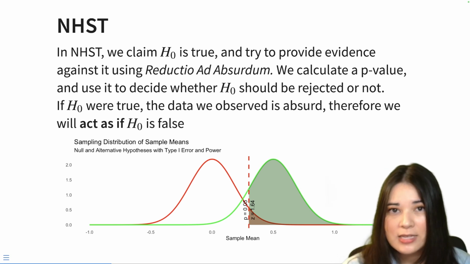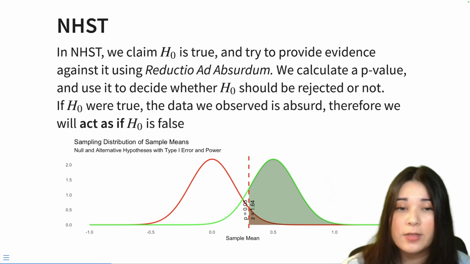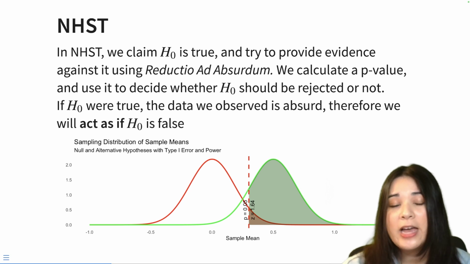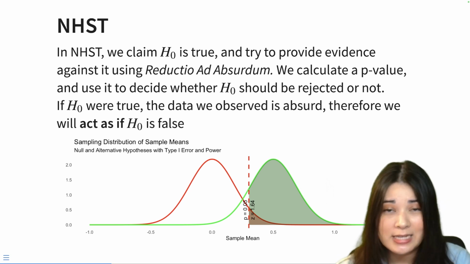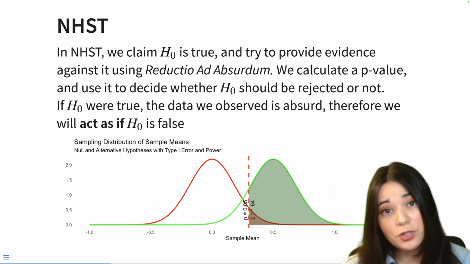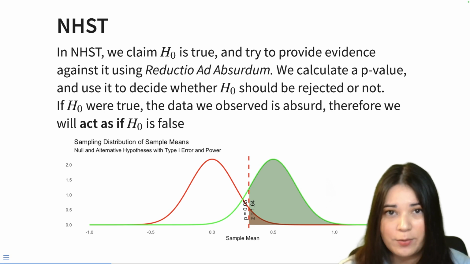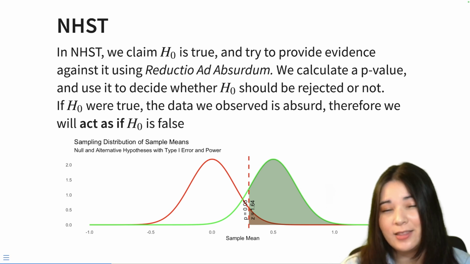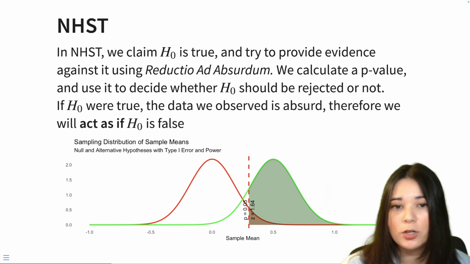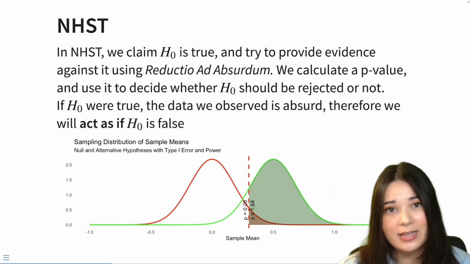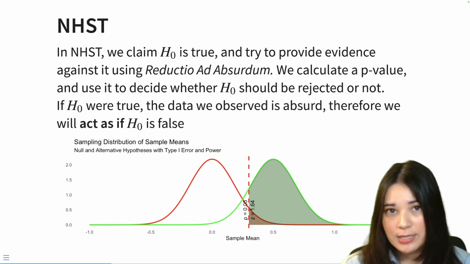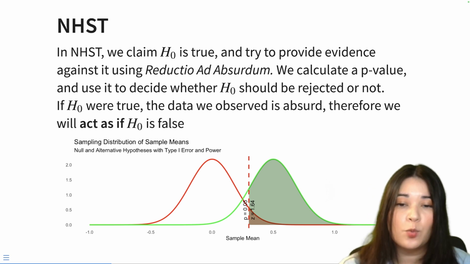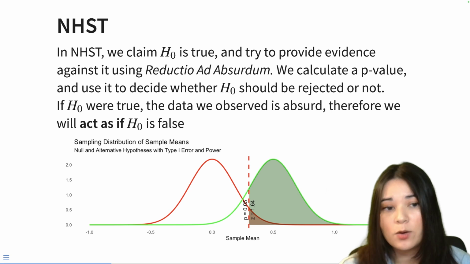In null hypothesis significance testing, we claim that the null hypothesis is true and try to provide evidence against it using reductio ad absurdum that we talked about earlier. The way that we do this is by calculating a p-value, just like we did in the Fisherian hypothesis testing world, but then we use that p-value not as a continuous evidence against the null, but as a decision-making tool to decide whether the null should be rejected or not.